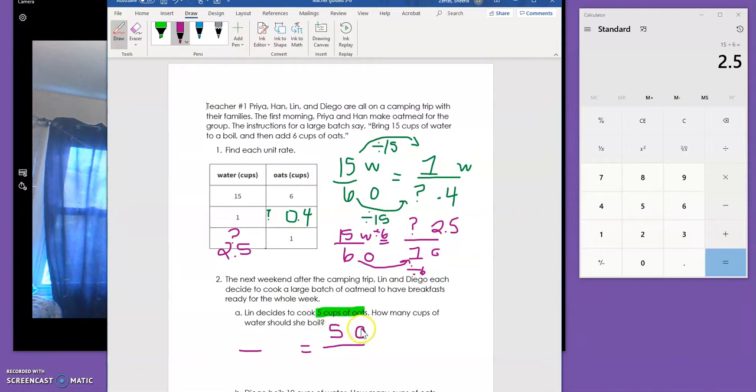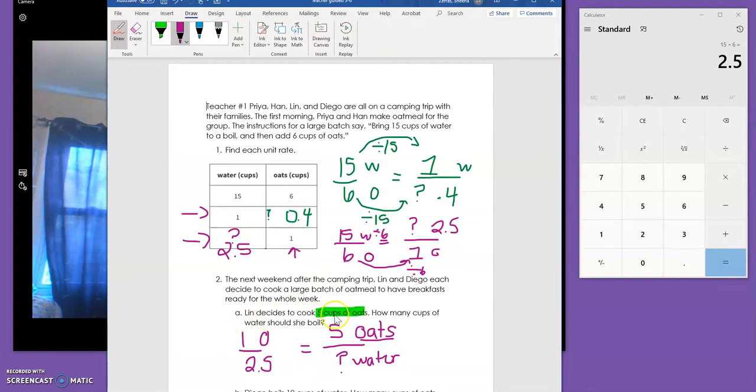Okay, I'm going to input the information here, 5 cups of oats, into this first one. So for 5 cups of oats, we want to know how much water. When I'm deciding between using this unit rate or this unit rate, I'm going to choose the one where oats is 1 because I know the oats value here. So oats is 1 in this unit rate, so I'm going to have 1 oat over 2.5 cups of water.